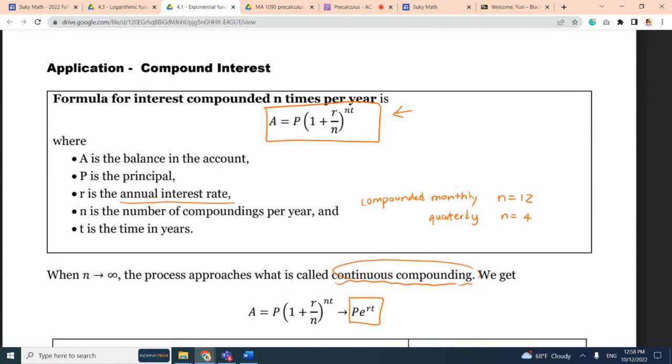And as N goes to infinity, the process approaches what is called continuous compounding. And we will get P, so this is parentheses 1 plus R over N to the power of NT. This will go to P times E to the RT.